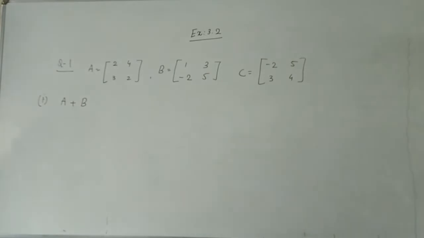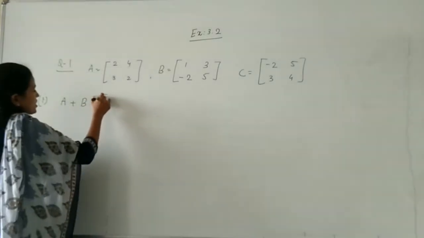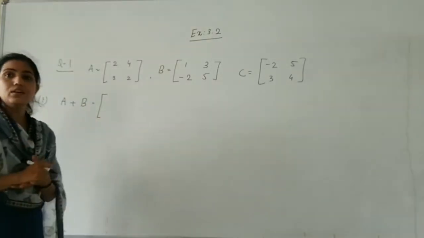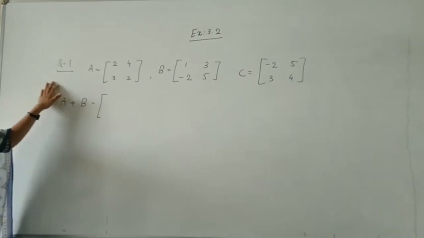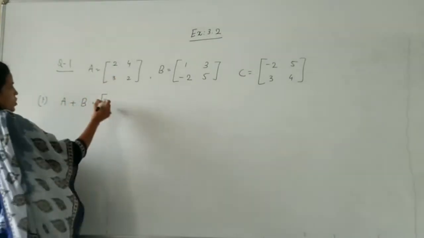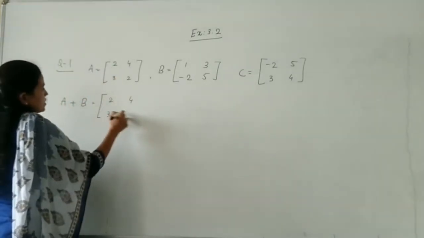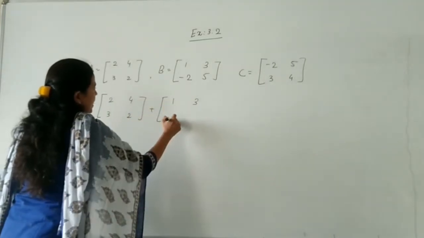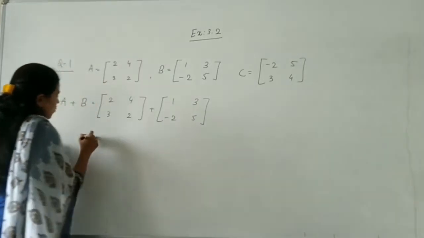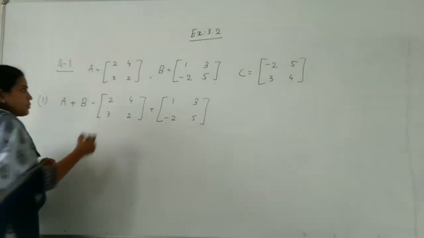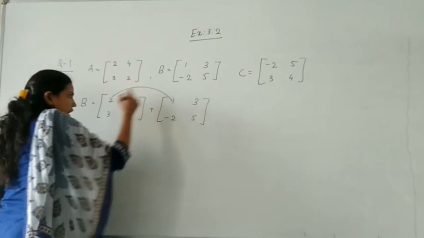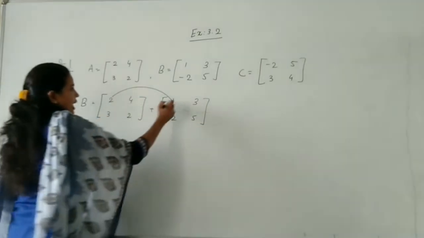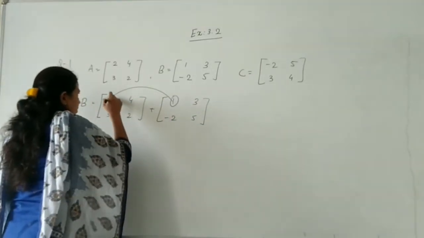Now students, we have to find out A plus B. So what we have to do? So A is equal to 2, 4, 3, 2 plus 1, 3, minus 2 and 5. Now when we are going to add these two, that means we have to add the corresponding element of A to the corresponding element of B.